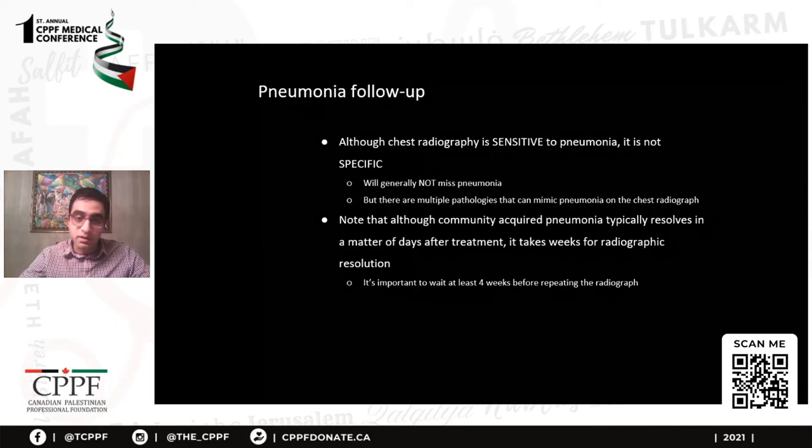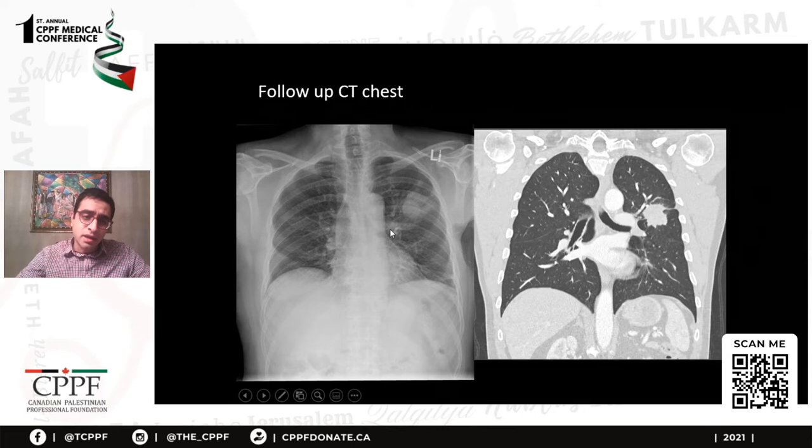So you astutely caught that there is a rounded mass in the left upper lung zone. It is surrounded by a hazy opacity, which looks like some consolidation. And you're quite concerned that 6 weeks after the initial presentation, the expected pneumonia has not entirely resolved. So you ordered the chest CT, and here is a lung window of the chest CT.